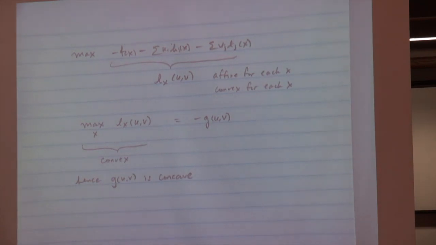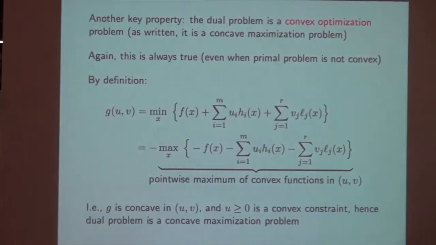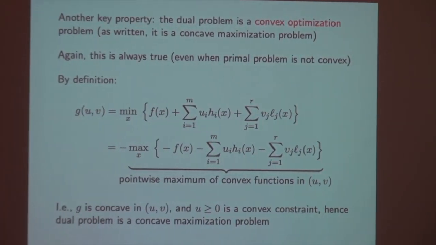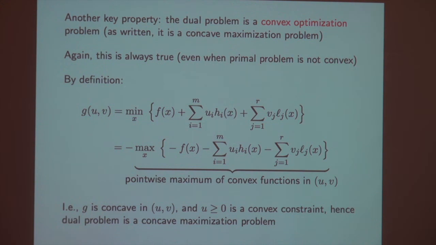And if you look at the constraints, all I'm doing is constraining the dual variable u to be non-negative. So those are convex constraints. Therefore, the dual problem is always maximizing a concave function subject to convex constraints. Questions about that? It's the start of one of a few surprising facts about duality.